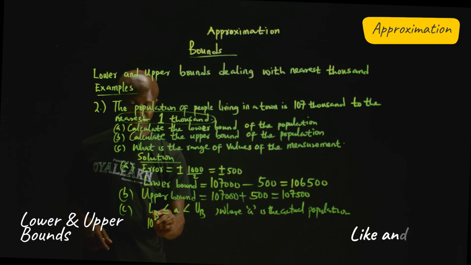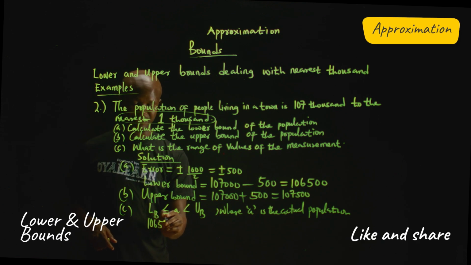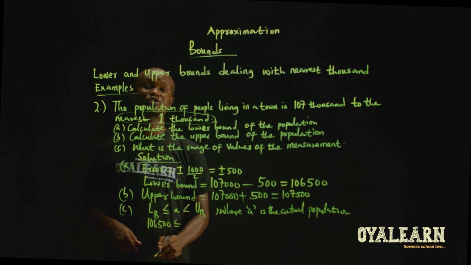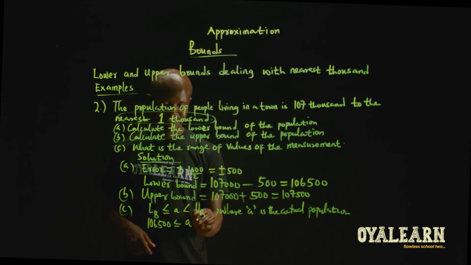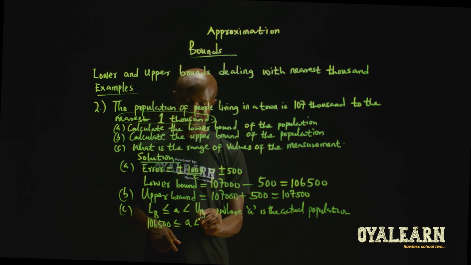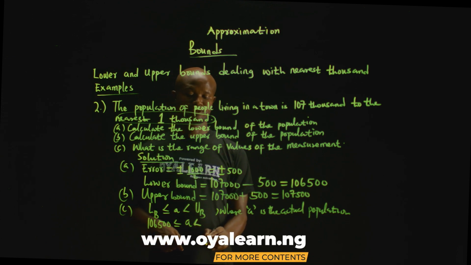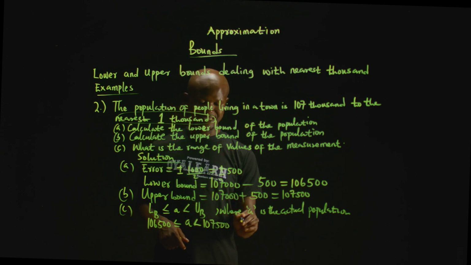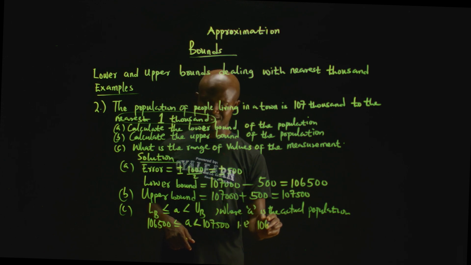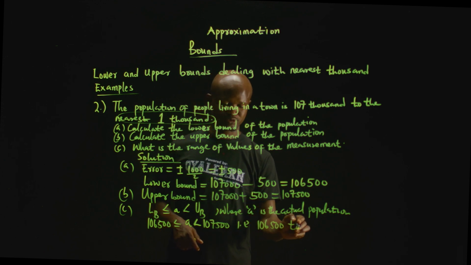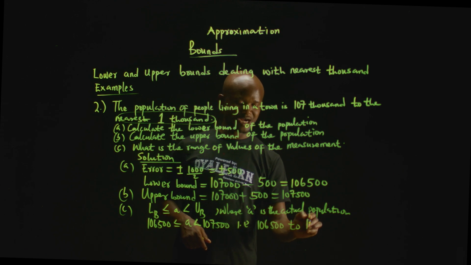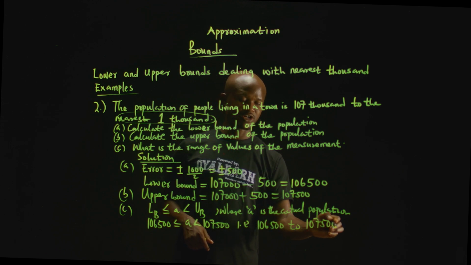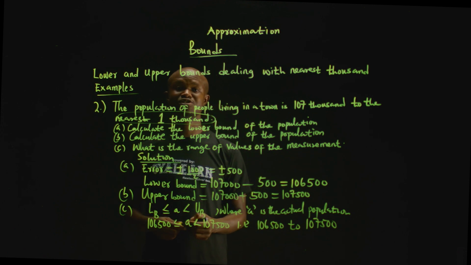That's 106,500. Then less than or equal to A, strictly less than the upper band, which is what? 107,500. And this is the same thing as, so we can write that is 106,500 to 107,500. That is the solution to the problem.